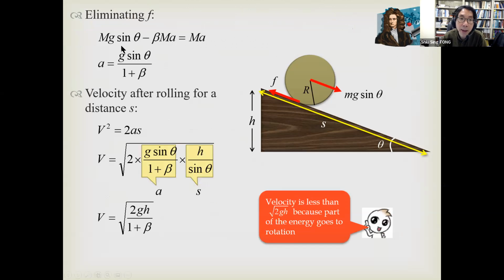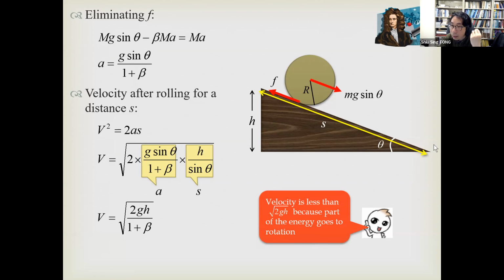And that allows me to solve for a. I move all the terms of a to one side, and I find that a is actually equal to g sine theta times 1 over 1 plus beta. Now, because the acceleration is constant, I can find the velocity of the cylinder after rolling a distance s. We can just use the equation for uniform accelerated motion in the linear case. So v squared is 2as, so v is the square root of 2as, and a is given by g sine theta over 1 plus beta.